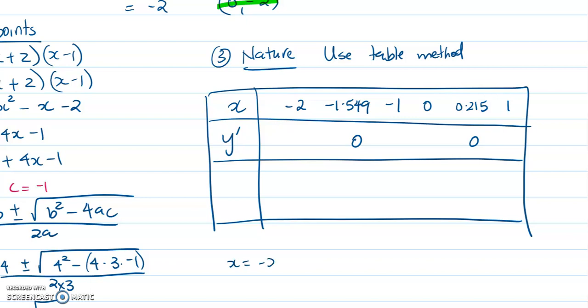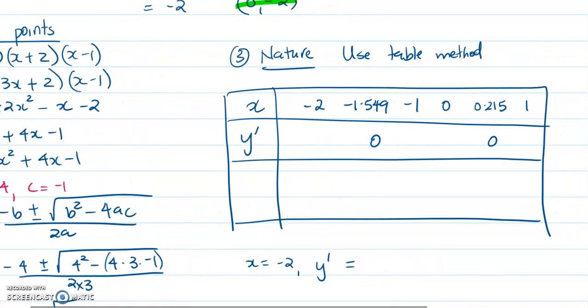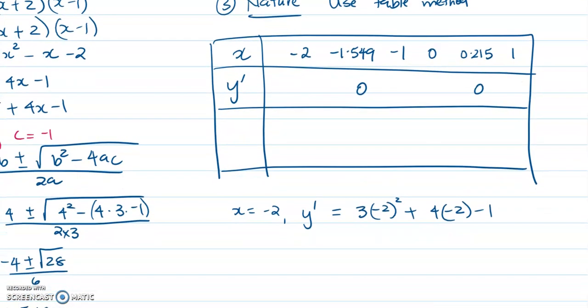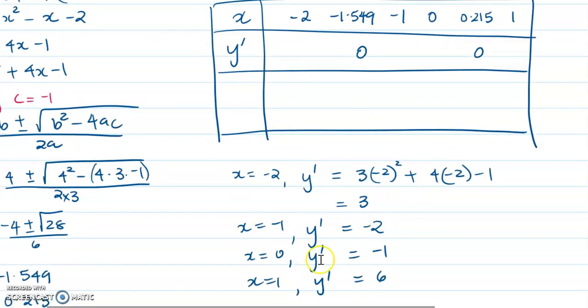So when x is equal to negative 2, y dash would be equal to 3x squared, yep, 3 into negative 2 squared plus 4 into negative 2, take away 1. And we do that for each of those values. Basically, by substituting all of these values, that's what you get. Let's fill up our table. When x is negative 2, our y dash is 3. That is 0. Negative 1 gives us negative 2. 0 gives us negative 1. And 1 gives us 6.